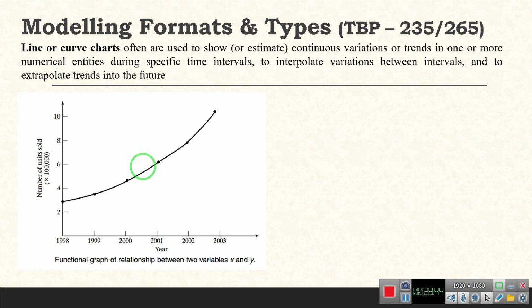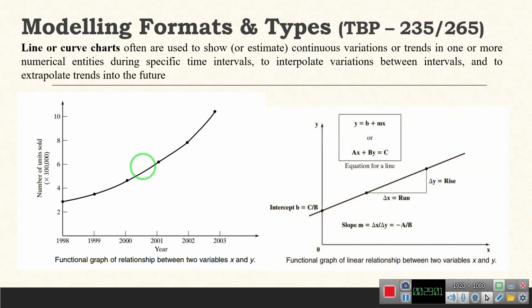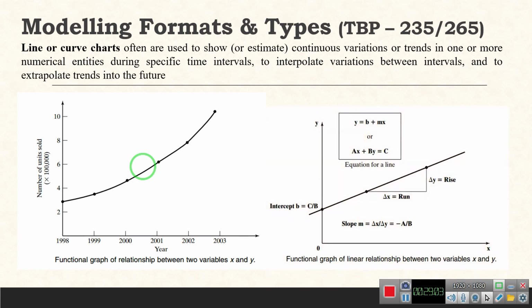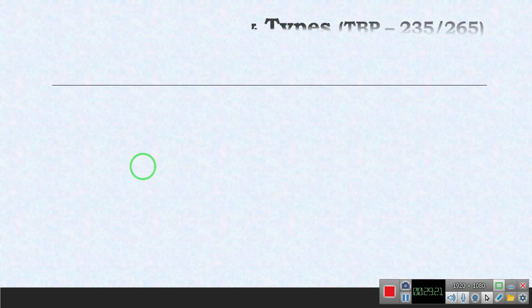If it is in a curve, we can easily say, okay, this is exponential. Improvement is there, or every year it is increasing, or every year some dip is there, decreasing. What are the reasons? So we can analyze easily. That's why I use this type of modeling. Like this, here is another example: a functional graph of a linear relationship between two variables x and y. This is a linear one, and we can have a slope and an equation of it, so by this we can also develop another model, a symbolic model, and analyze it.